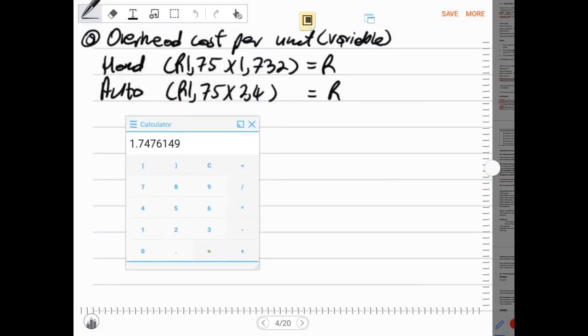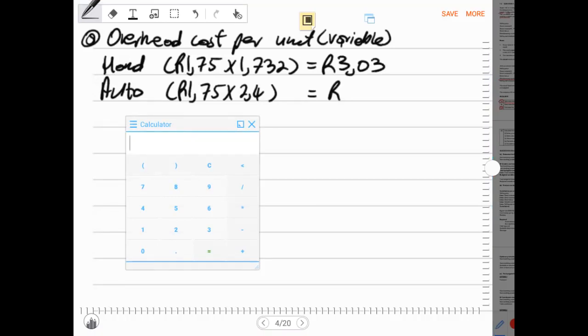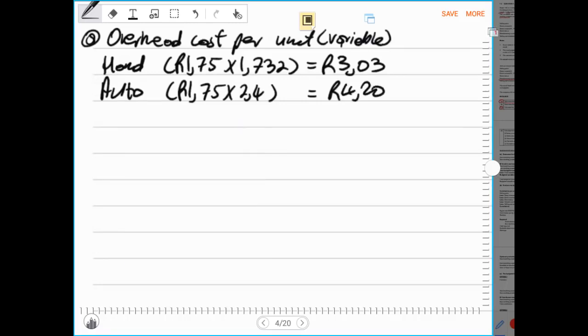So we say times that by 1.732, it gives me 3 rand 3 cents. Second one is 1.75, times this by 2.4 hours, and it will be 4 rand 20 cents per unit. So now this is the response to question 1.